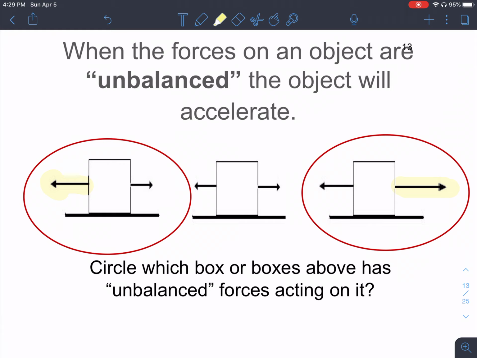The one that is in the center, the two arrows are supposed to be the exact same size, therefore they are balanced and that object is not going to move.